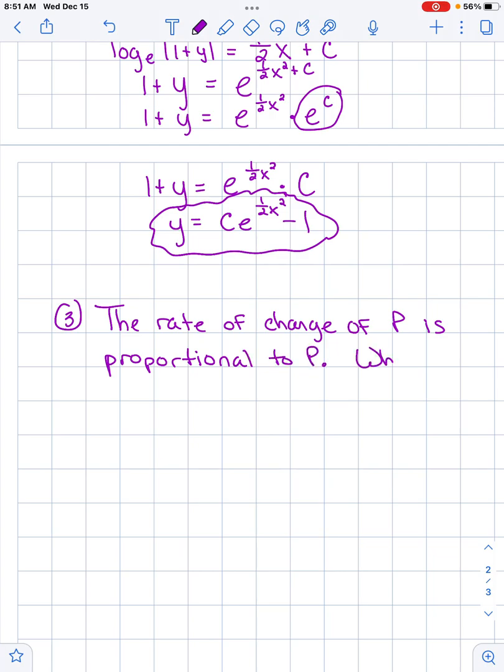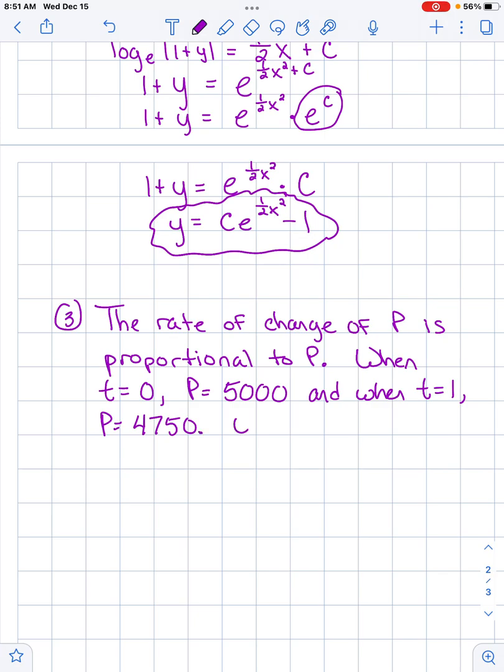When t equals 0, so now we know what the two variables are that we're looking at. Instead of x and y, we have t and P. So at initial time, when this was all started, the population was 5,000. And when t equals 1, P is 4,750. The question we're trying to find then is, what is the population when t equals 5?